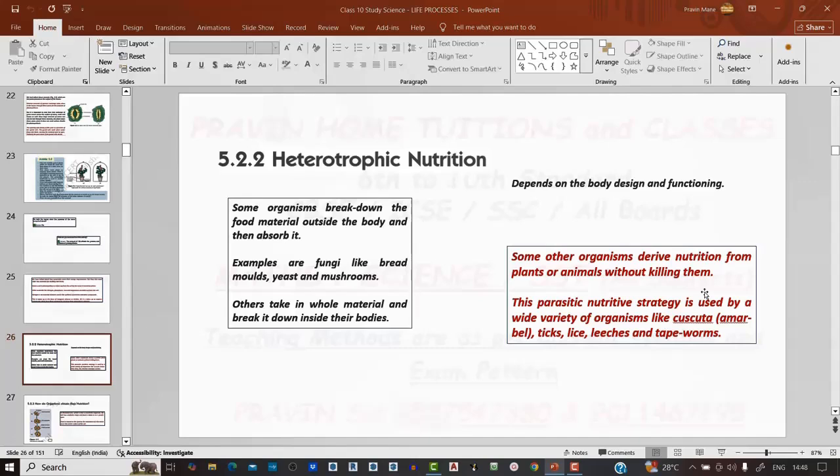Third type of heterotrophic nutrition is where some organisms derive their nutrition from plants and animals without killing them. So this type of nutrition is called parasitic nutrition, and it is used by different organisms like cuscuta, that is amarbel, ticks, lice, leeches, and tapeworms.